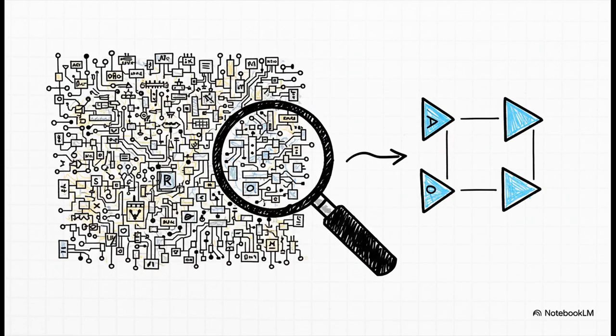So what's the secret? Well, it isn't some superhuman ability to see all billion parts at once. The real strategy, the core idea for managing all this complexity, is something called abstraction. It's all about choosing the right level of detail for the problem you're trying to solve at that moment.